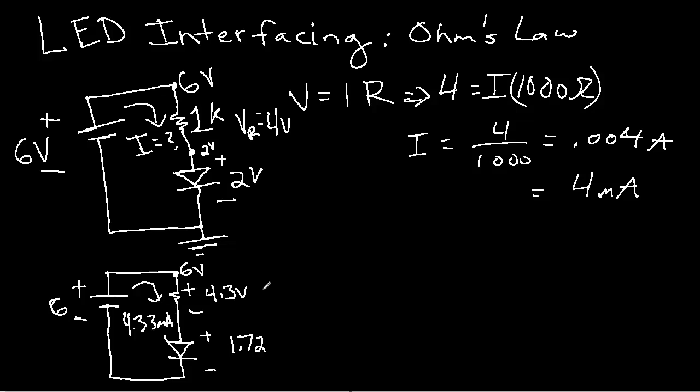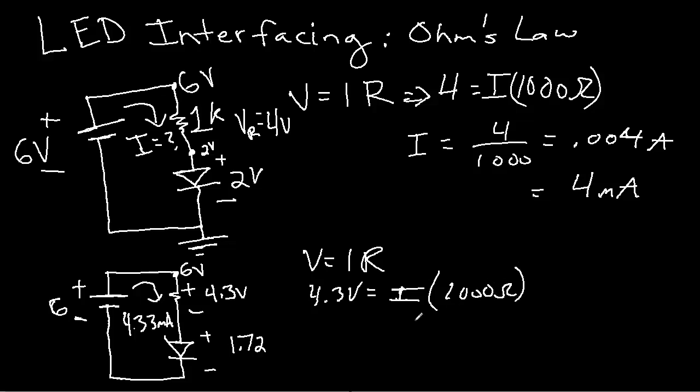milliamps, and we can actually derive this current using Ohm's law, V equals IR. So basically we already know what the voltage is here, if this is 1.72, so basically 4.3 volts equals I times the resistance, 1000 ohms. Let's use SI units.